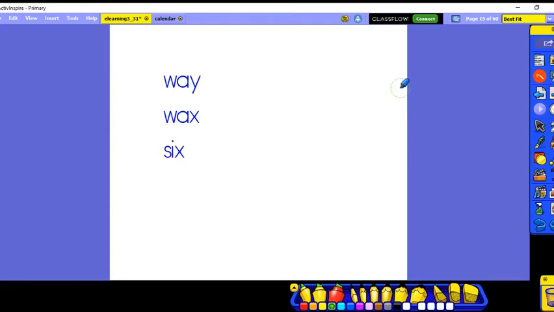Okay, now we're going to keep looking for words that have the same ending sound. Weigh, wax, six. Let's look at the end of the words and see. Wax and six have the same ending sound. Train, storm, green. Train, green have the same ending sound.